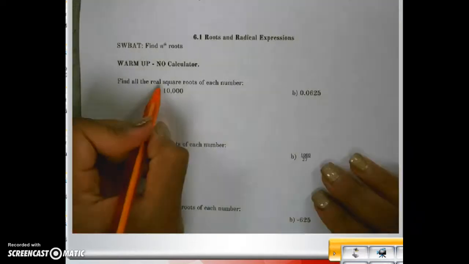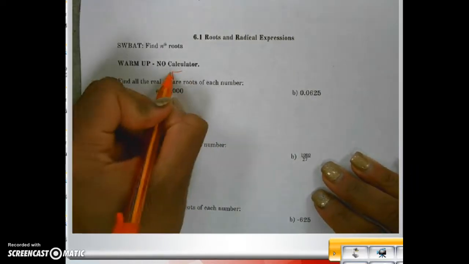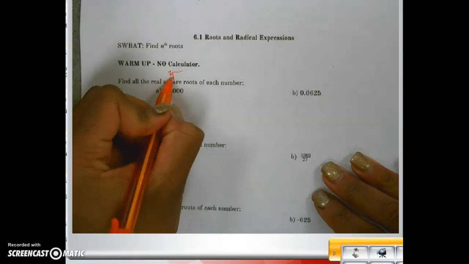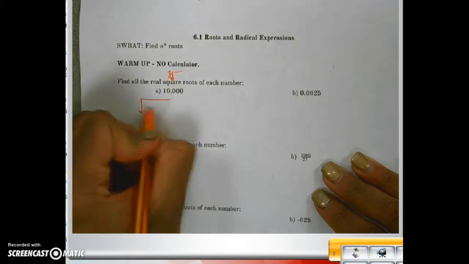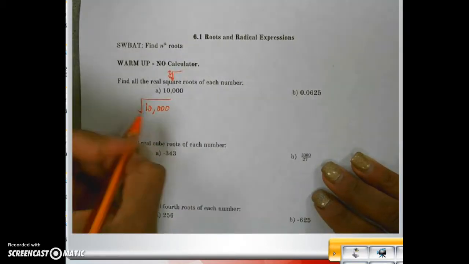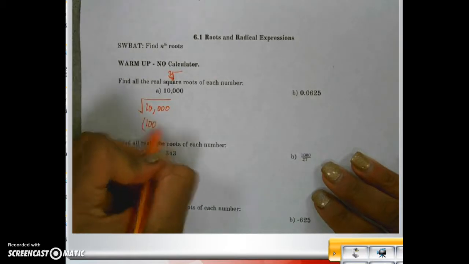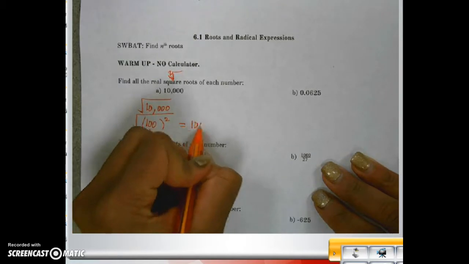Find all of the real square roots of each number. So square roots we know look like this. What we don't know is that for square there's like a 2 in there. So what we're looking for is the square root of 10,000, and 10,000 is the same as 100 squared, so my answer will be just 100.